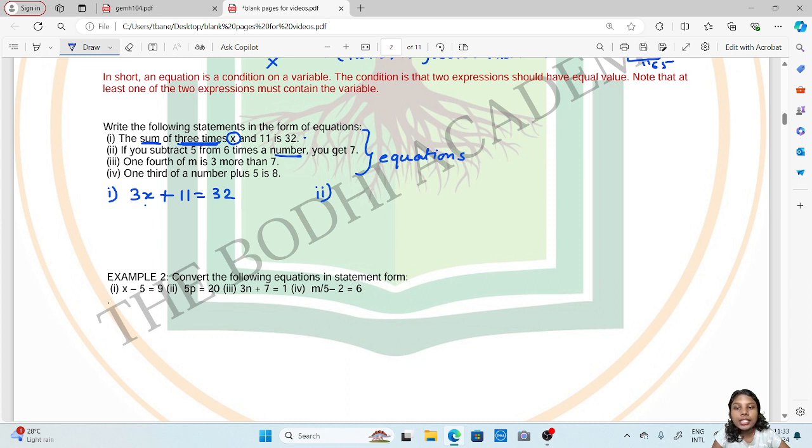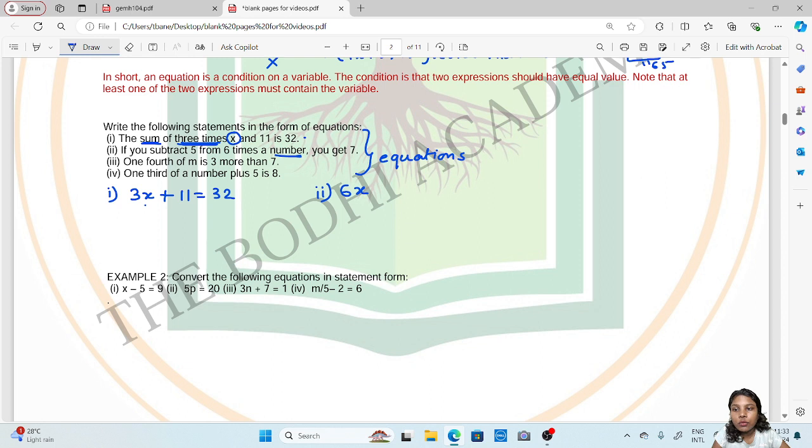A number means it is some variable. This thing we have to remember. A number means it is some kind of variable that is there. 6 times a number is 6 multiplied by a variable, that is x. It can be any other variable, not only x.